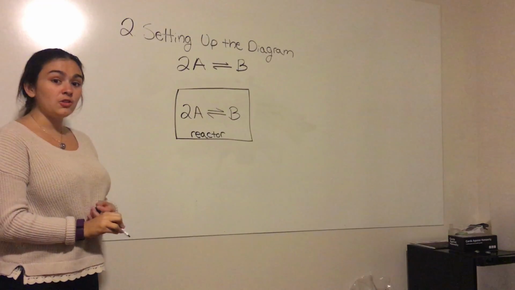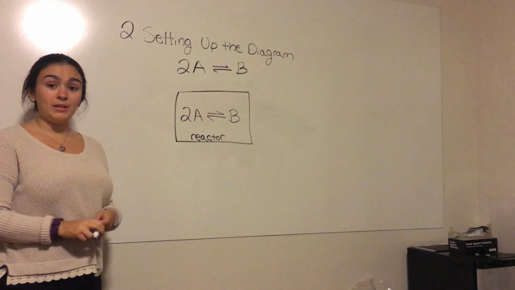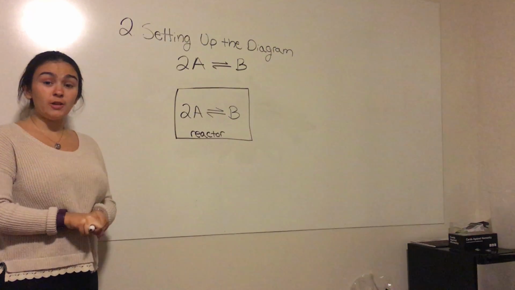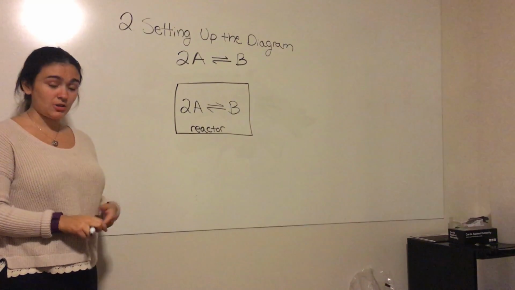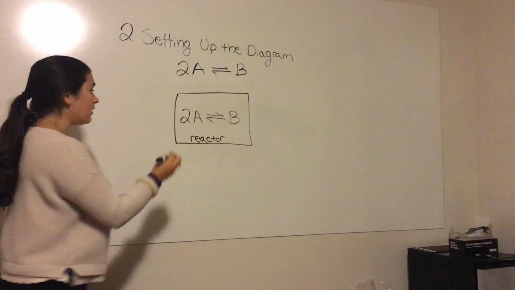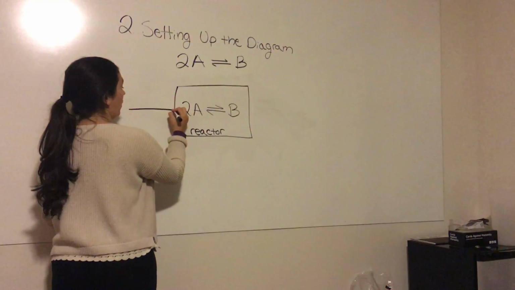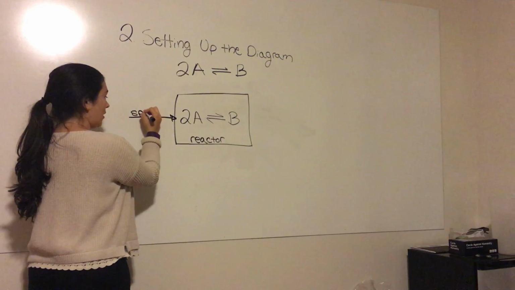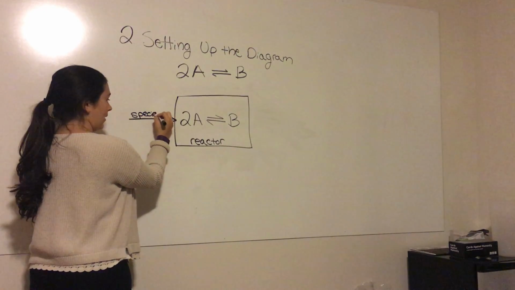The next thing that you should do is determine your inlet species. For our problem, the only thing entering the reactor is species A. Therefore, I'm only going to draw one inlet stream. I'm going to label this for right now with species A.